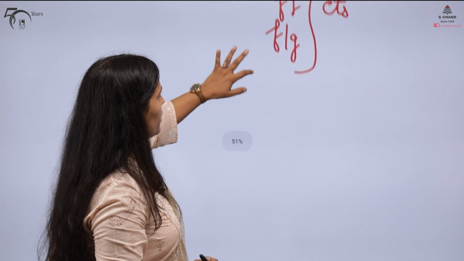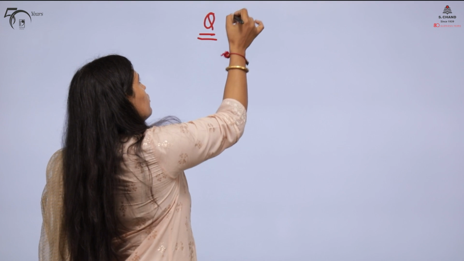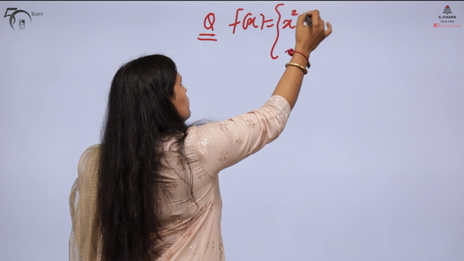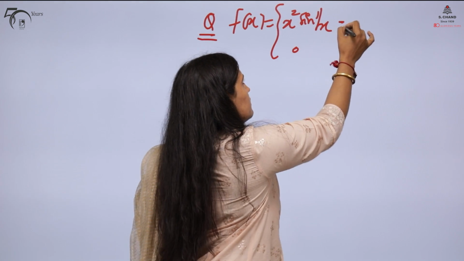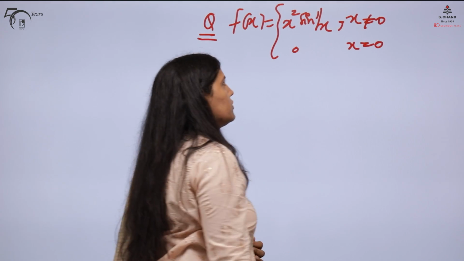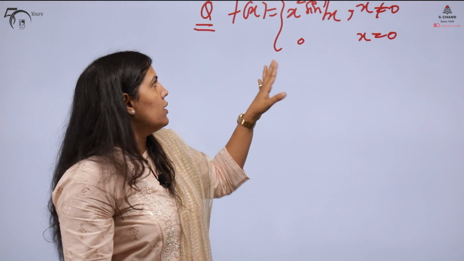I am taking one of the most important examples, and it comes in competitive exams so many times. Then in general also I will let you know how to figure out any problem of this type coming. So the question is: f(x) equals x squared sine 1 by x when x is not equal to 0, and when x is 0, the function is 0. I will be checking differentiability and continuity of this function.